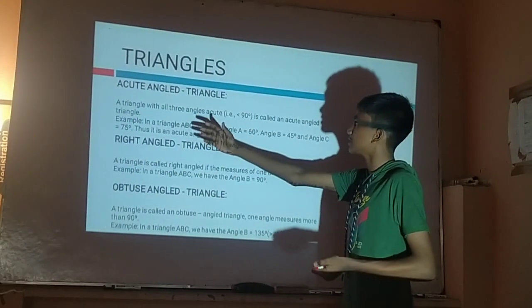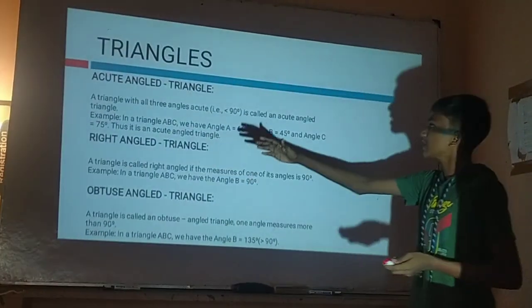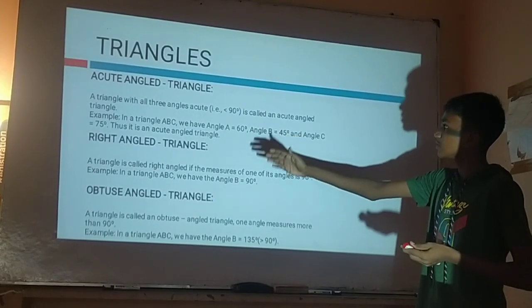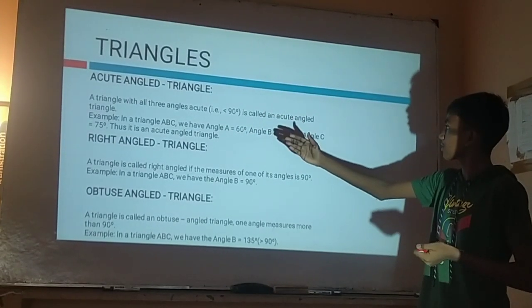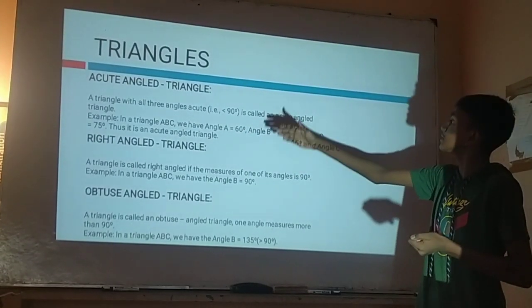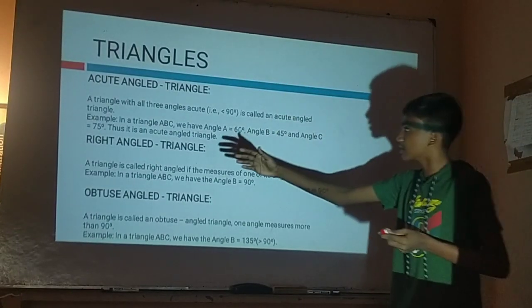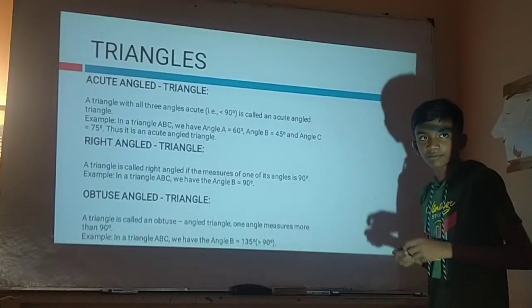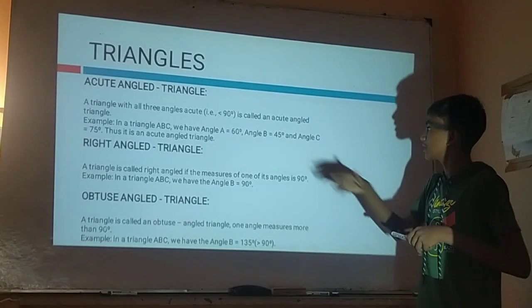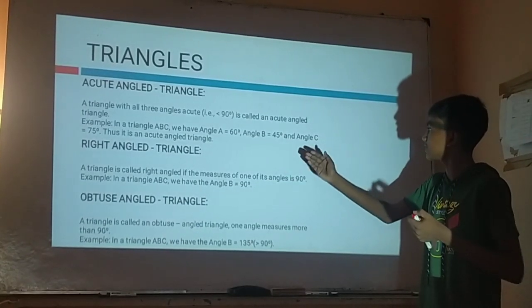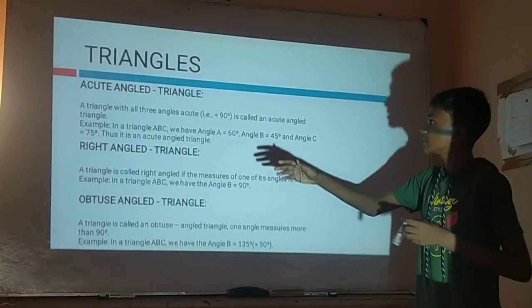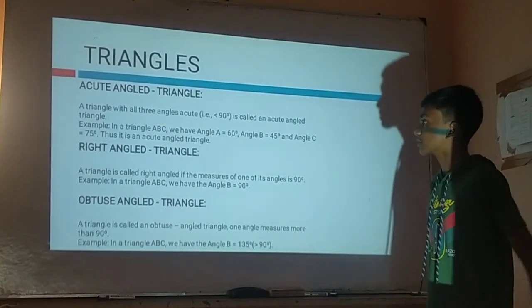For the first one, let us see acute angle triangle. A triangle with all three angles acute, which is less than 90 degrees, is called an acute angle triangle. Example: in a triangle ABC, we have angle A 60 degrees, angle B 45 degrees, and angle C 75 degrees. Thus, it is an acute angle triangle.